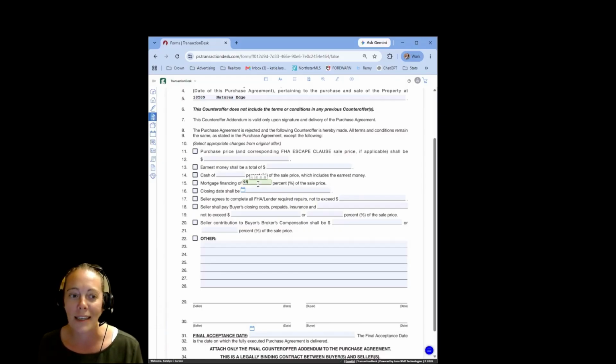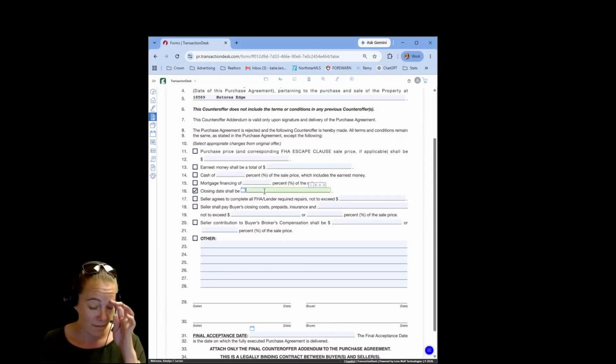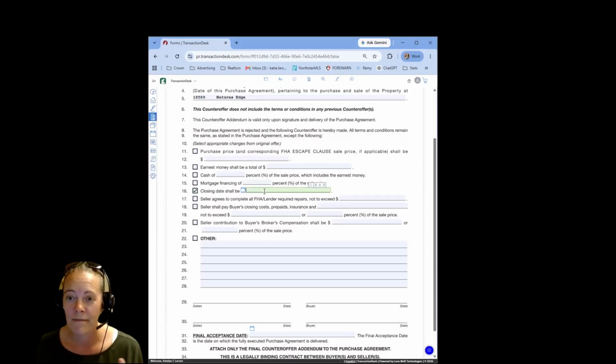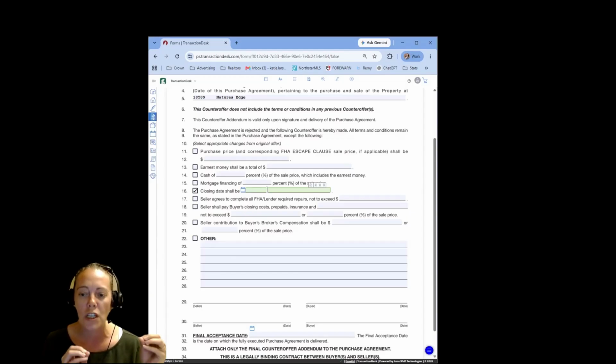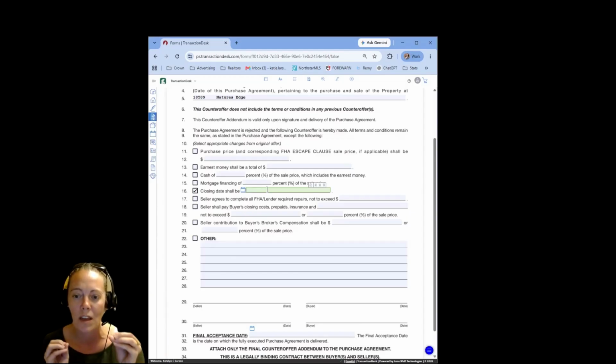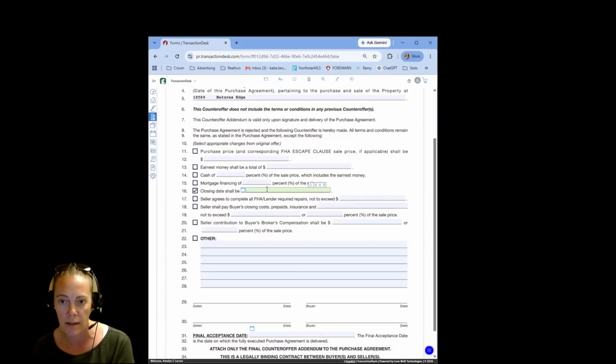Perfect. Next one's super easy. You're changing the closing date. Now, don't put on or before. I know everybody loves to put on or before, and they think it gives everybody the ability to move things around and do things. But there are some lawsuits going through because it's an ambiguous date. These are legal contracts. We should not be ambiguous within our legal contracts.